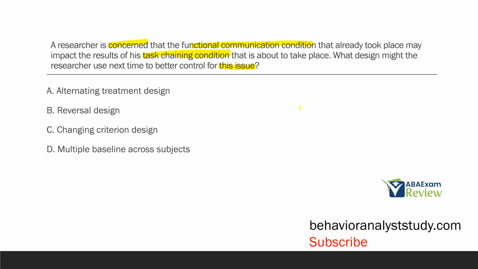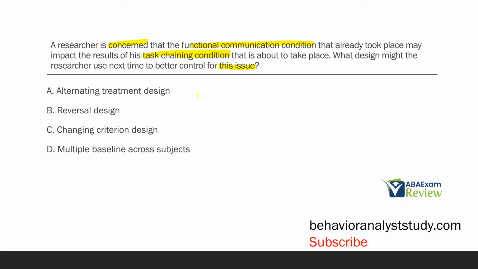So when we have a condition that impacts the following or subsequent condition, what do we call that? We call that sequence effects. Sequence effects are very common in reversal designs. We're looking for a design where we can control for that, meaning what design is going to help us at least minimize sequence effects. Well, A, alternating treatment designs. Because with alternating treatment designs, you don't have to go through extended conditions with a single intervention. There are other issues with alternating treatment designs, but what it does do is help control for your sequence effects.